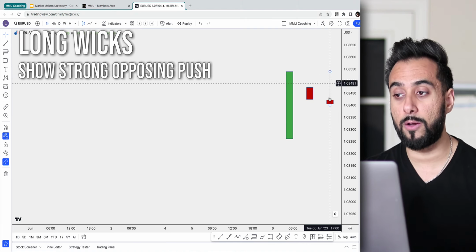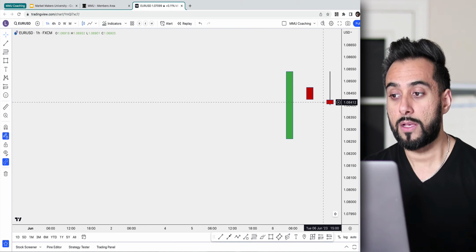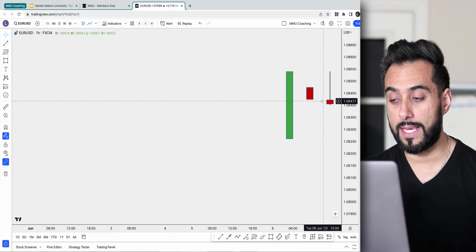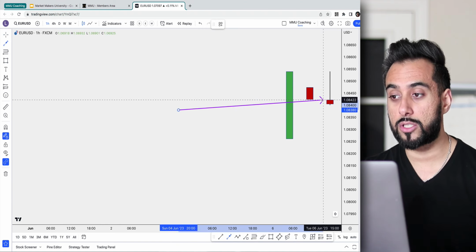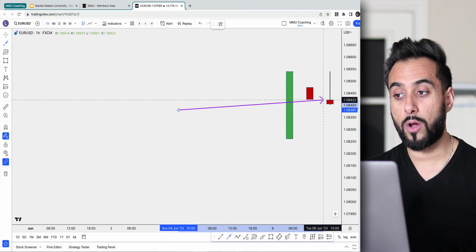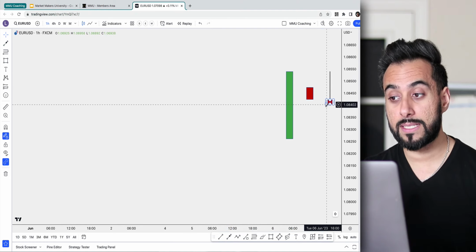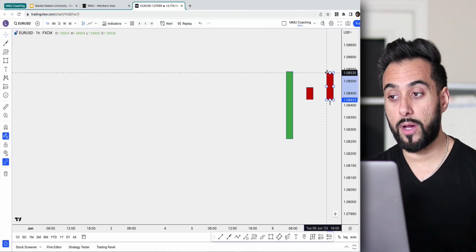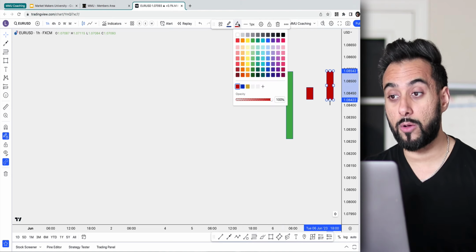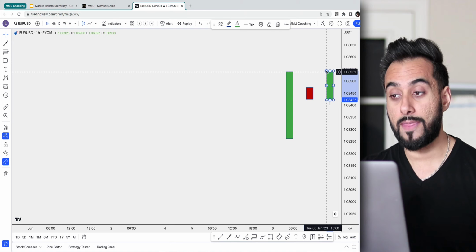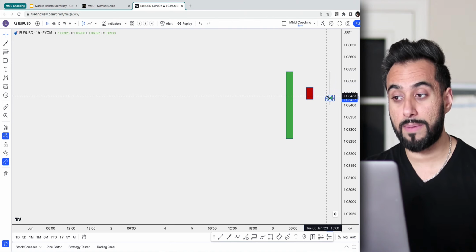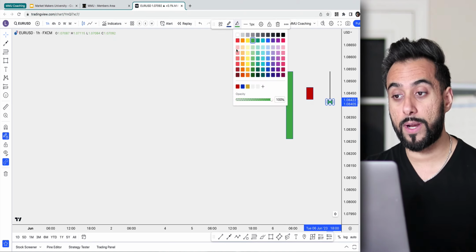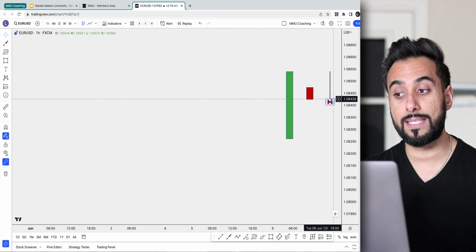So let me explain what this candle is telling us. Since it's red in this case, it shows that the candle started up here and went all the way up here. And at that point, this candle was in fact green. And then the sellers started pushing back and continued to push back until it finally closed below where it started. And then it closed as a red candle.